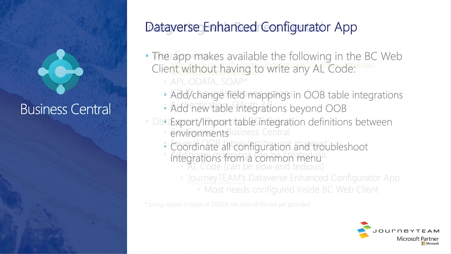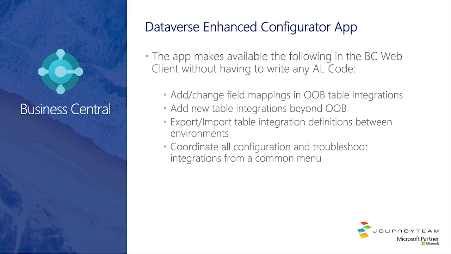So to give you a few examples of what that Enhanced Configurator app does, we've enabled, inside of BC Web Client without having to write any AL code, the ability to take the out-of-the-box table integrations that the connection creates for you. You can add and change any of the field mappings you want. You can also, if you were to create, say, a fixed assets entity inside of your Dataverse, add new table integrations such that you could map to that fixed asset entity in Dataverse over to the fixed assets that already exist in Business Central.